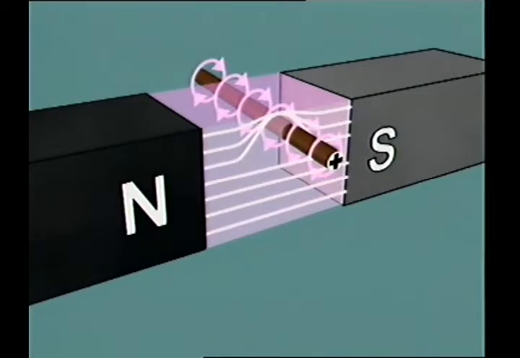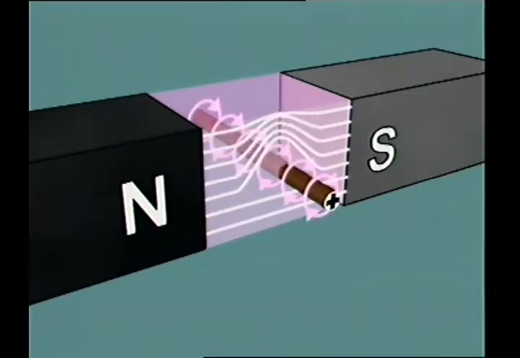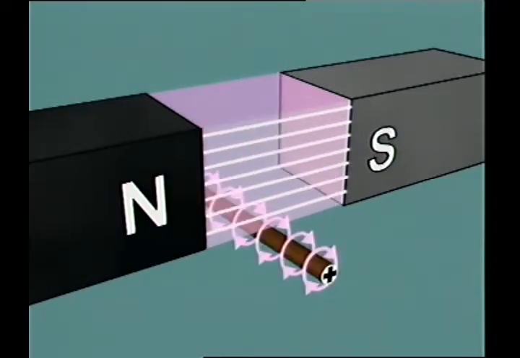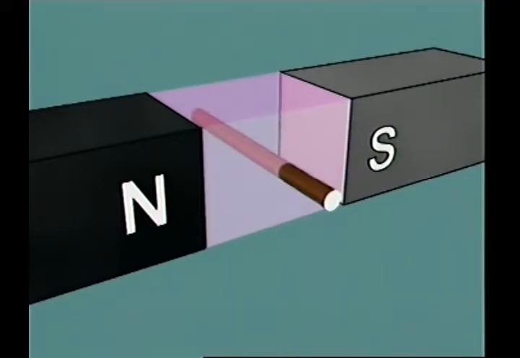Reversing the direction of current flow in the conductor will cause the conductor to move in the opposite direction. This is known as the motor effect and is greatest when the current carrying conductor and the stationary magnetic field are at right angles to each other.